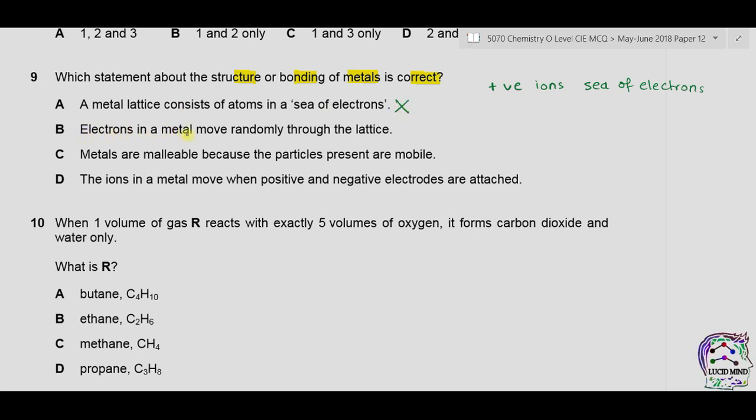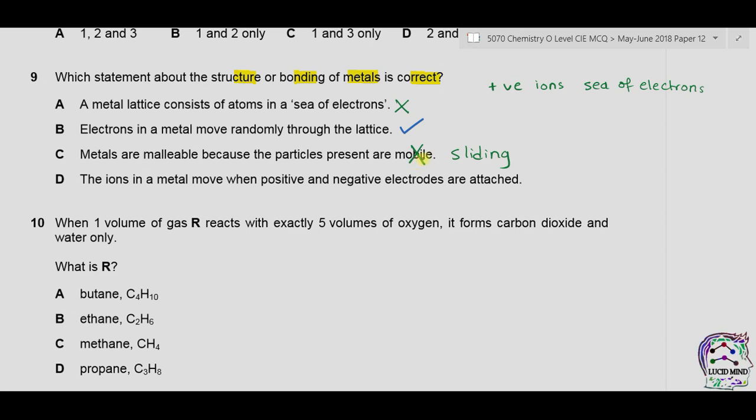Part B, electrons in a metal move randomly through the lattice. This is a true statement because electrons are free to move and they can move in any direction. Also, due to these free electrons, metals are good conductors of electricity. Part C, metals are malleable because the particles present are mobile. Now, malleability in metals is due to sliding of positive ions over each other. The positive ions are fixed and they are not mobile, so therefore this is wrong.